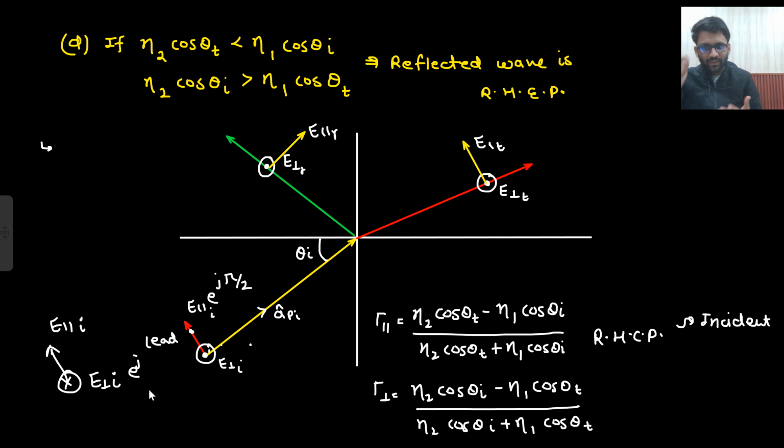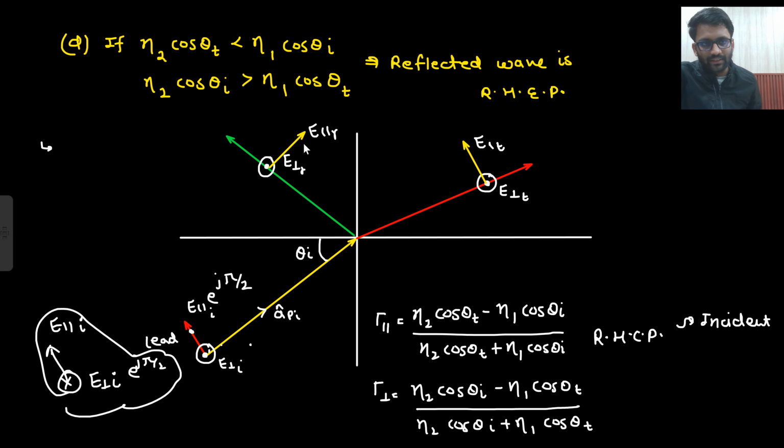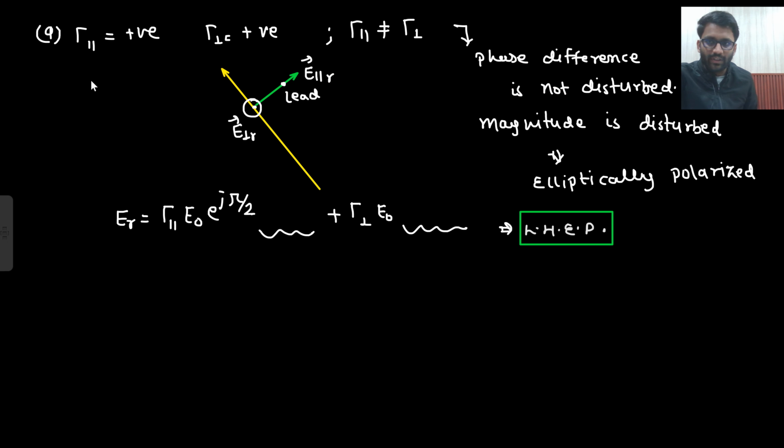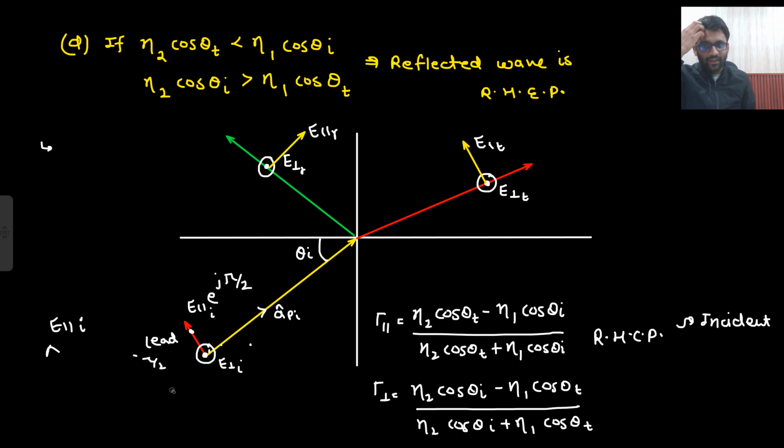If I take it plus pi by 2, so lead to lag. Minus pi by 2 I need to give, right? Lead to lag. No, plus pi by 2, sorry. Yeah, plus pi by 2. So if I take this scenario as well, then also this wave is right hand circularly polarized. Then you do the same analysis for gamma perpendicular positive and gamma parallel positive. You will get the same answer. So this analysis I am leaving up to you.